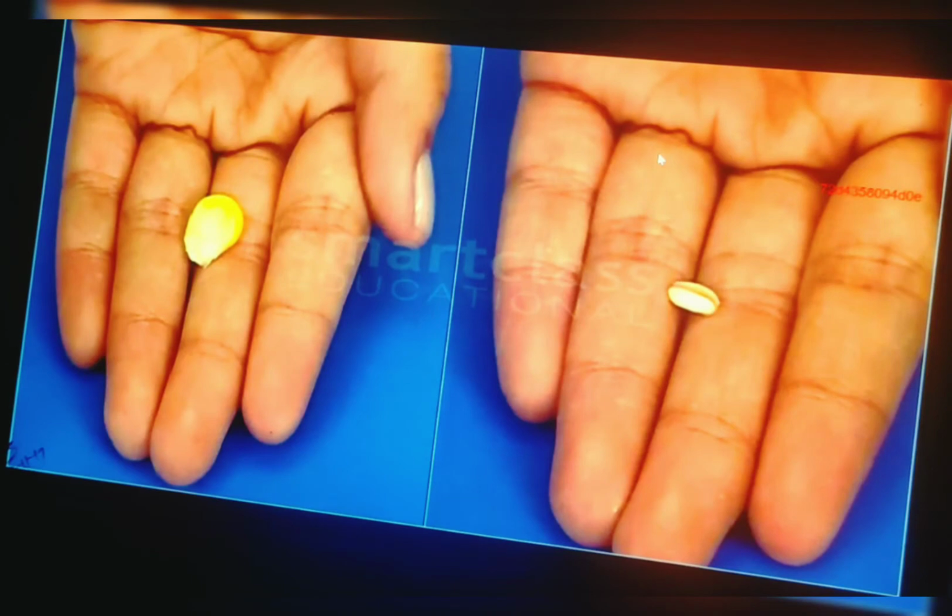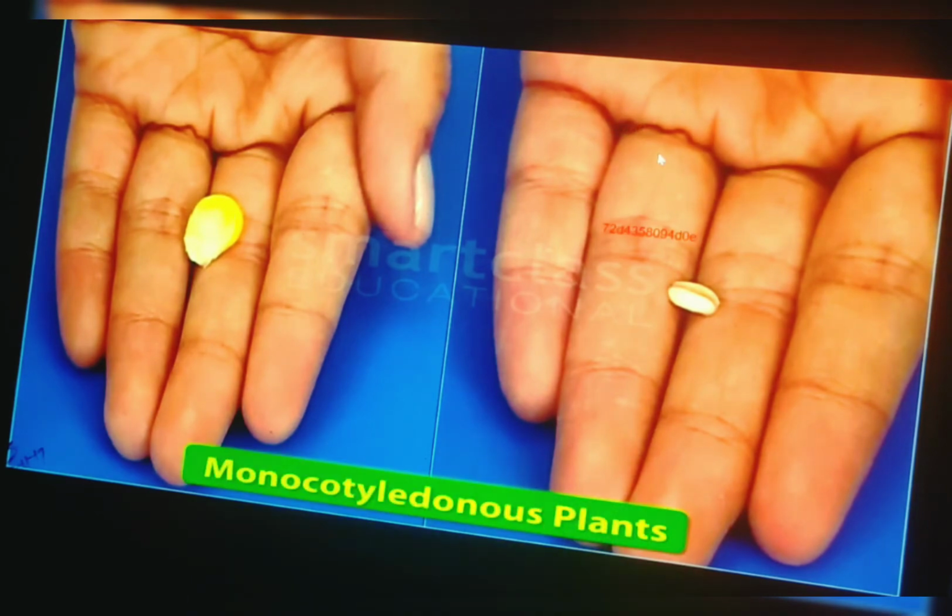On the contrary, you will not be able to break or separate the seed of maize and wheat into 2 equal halves. It shows that these seeds have only 1 cotyledon. So maize and wheat are known as monocotyledonous plants.